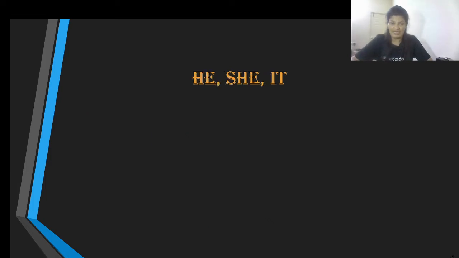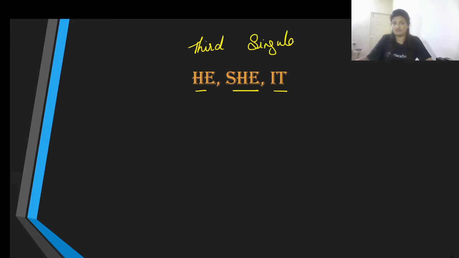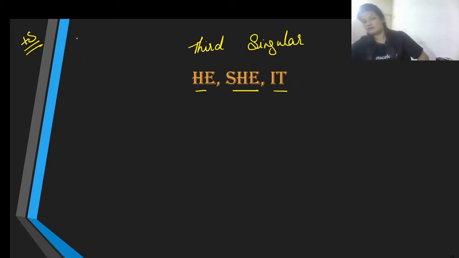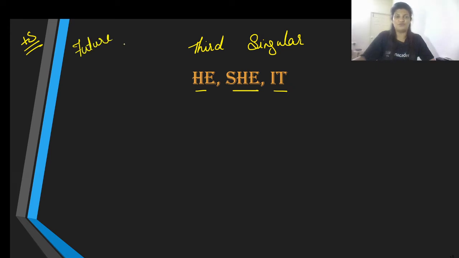Now let us move on and learn a few examples with he, she, and it. These are third person singular subjects. If you remember well, in present tense we use the plus S verb, but that isn't the case with past tense, nor is it the case with future tense either.